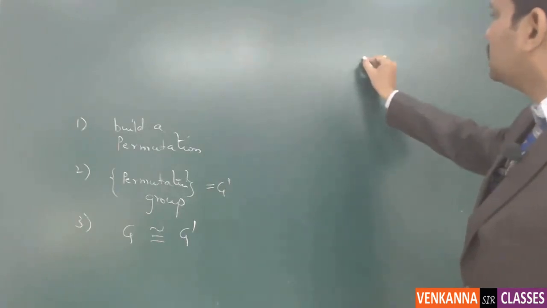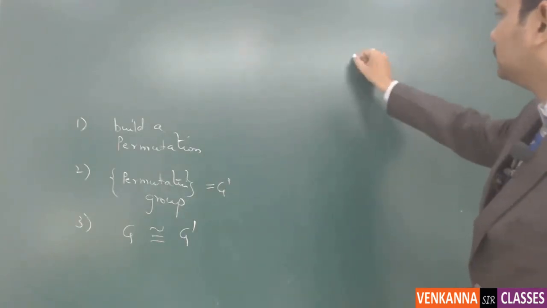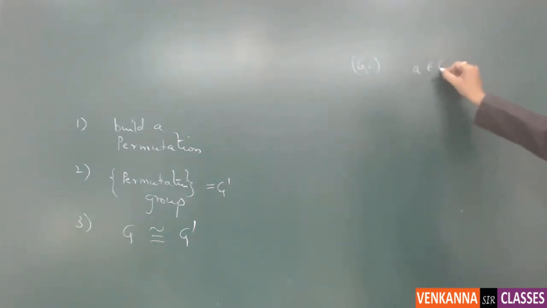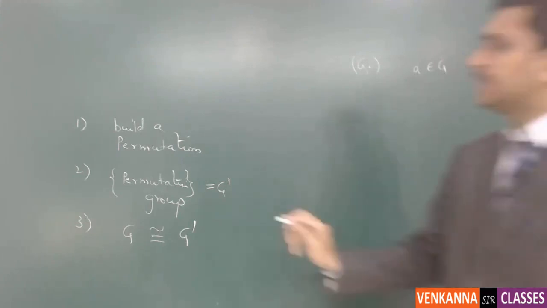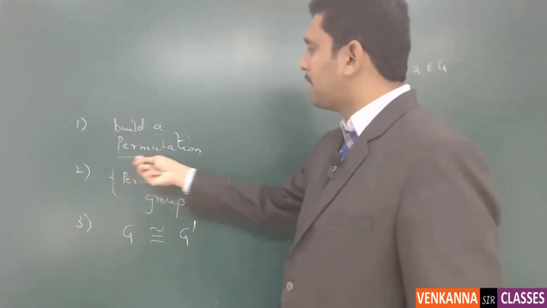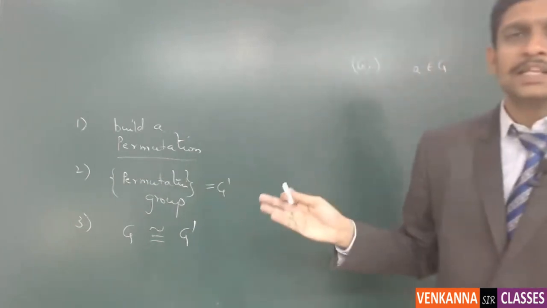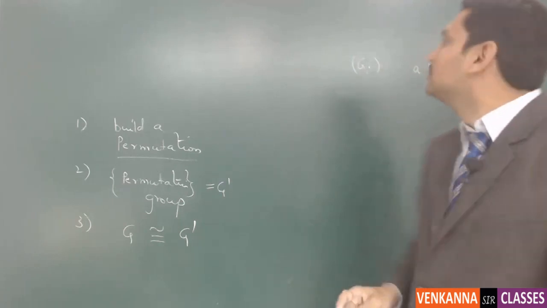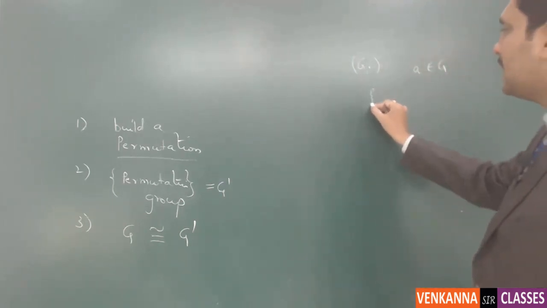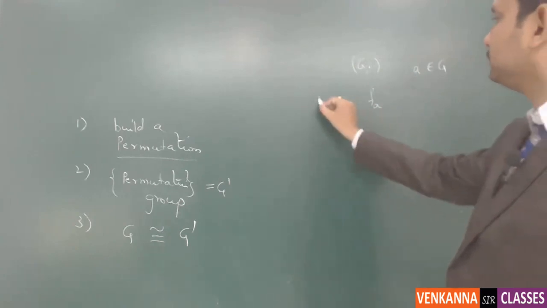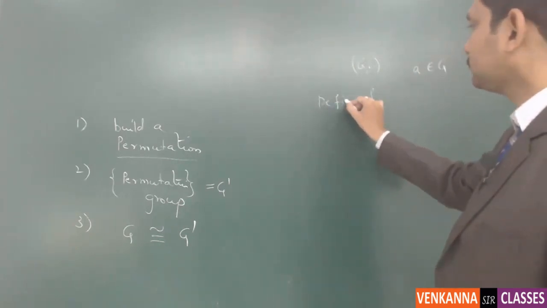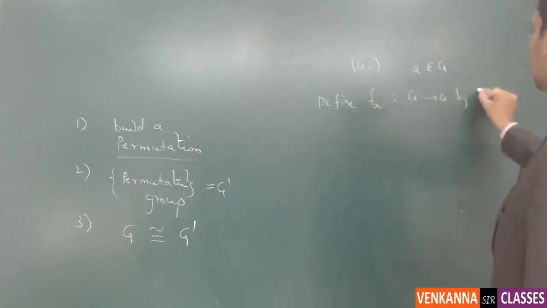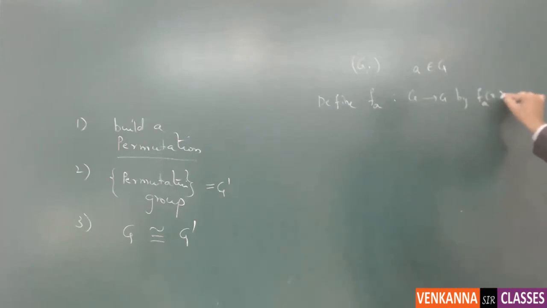So whenever you take a group G comma dot, you take an element a belongs to G. Since I want to build a permutation, it is nothing but a bijective function on the given set itself. So I am defining a function f_a from G to G by f_a of x is equal to ax.